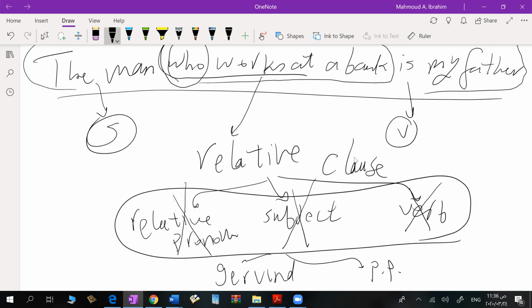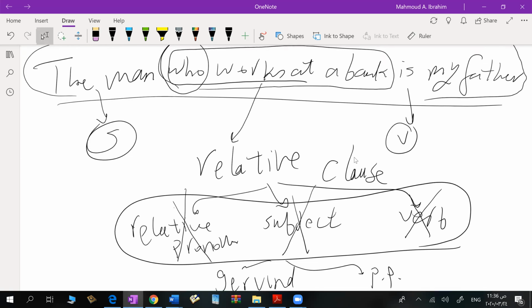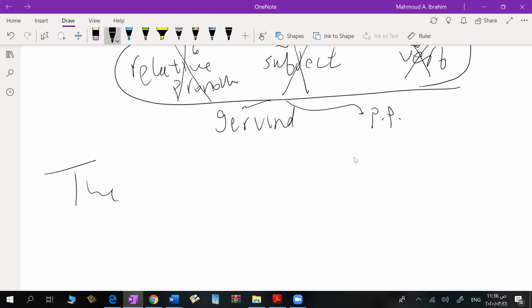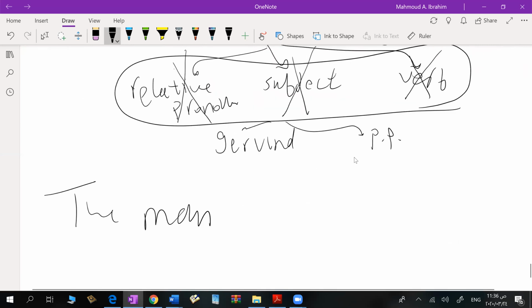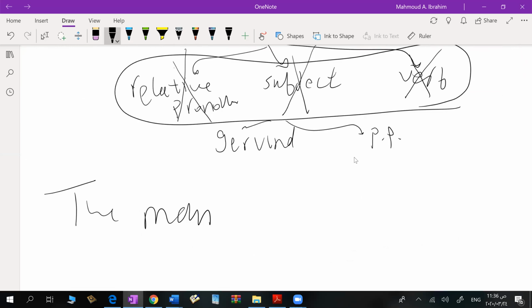Meaning, the man who works at a bank or at the bank is my father. I can make it the man, instead of who works, the man working at the bank is my father.